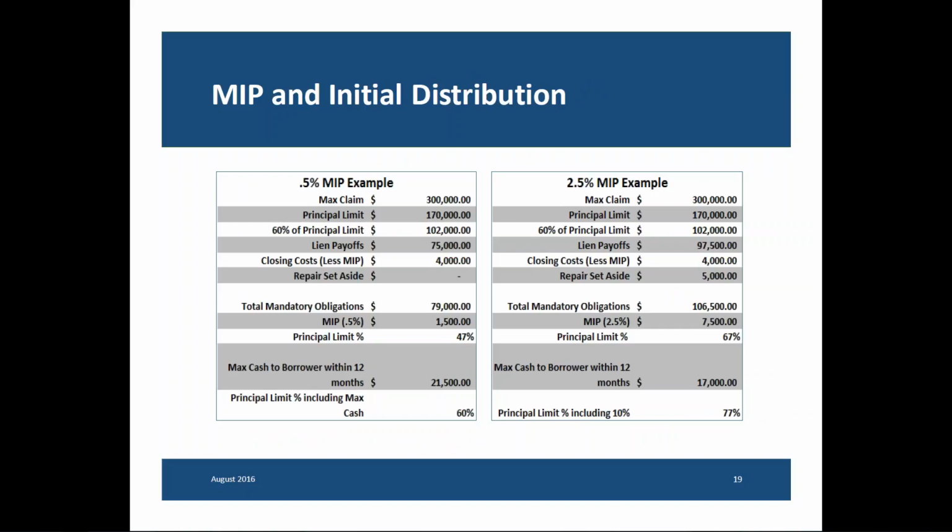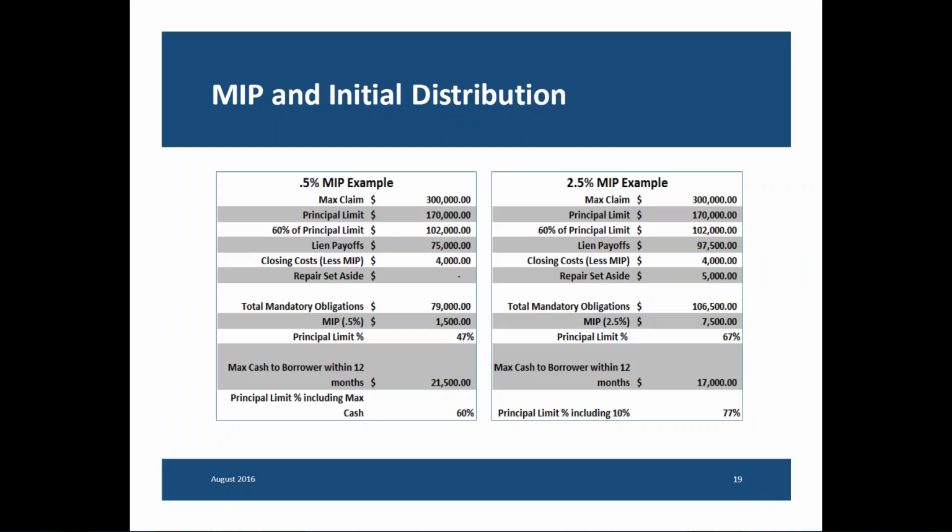This is an example of MIP and initial distribution. On the left-hand side, you can see pretty much everything is the same on both, with the 0.5% and the 2.5% up until where it goes to principal limit, where it stops at $102,000. On the left-hand side, they have lien payoffs of $75,000, total mandatory obligations of $79,000, with an MIP of 0.5%, with a principal limit of 47%. So they're below the 50%. And the maximum cash to borrow within 12 months is $21,500. And their principal limit, including max cash, is at 60%.